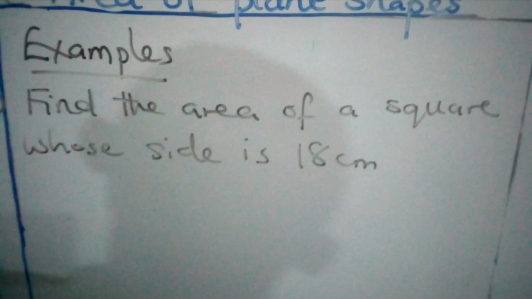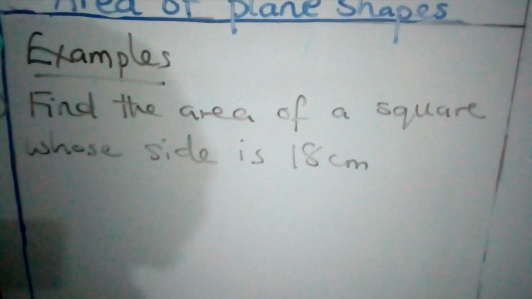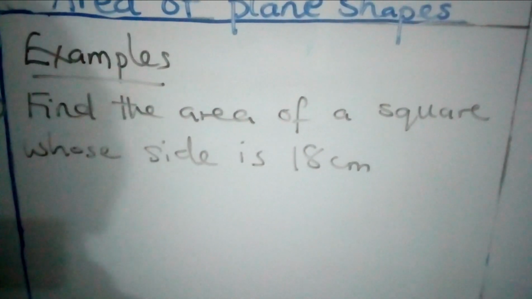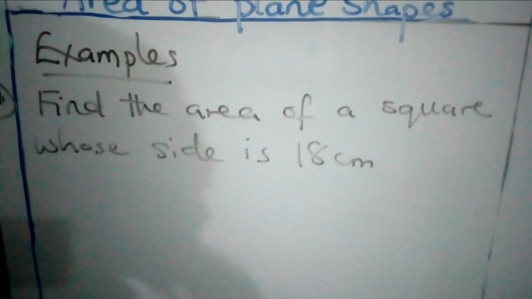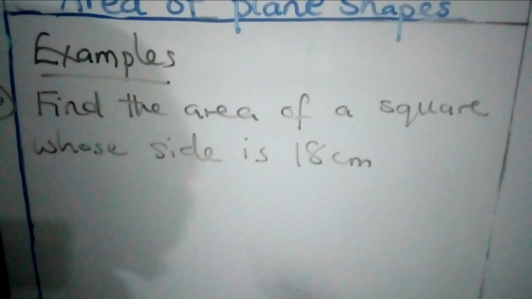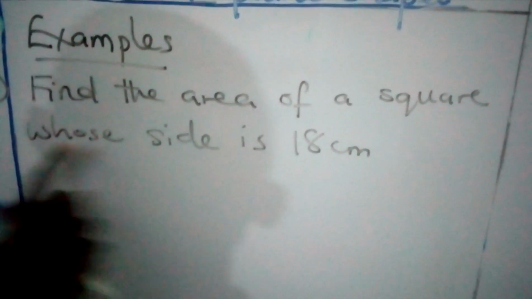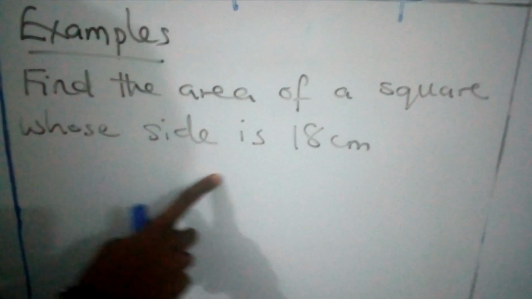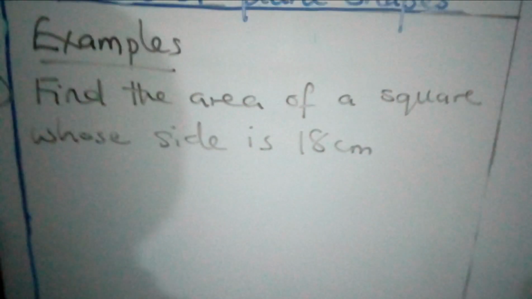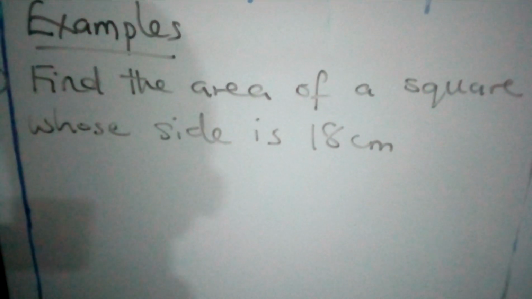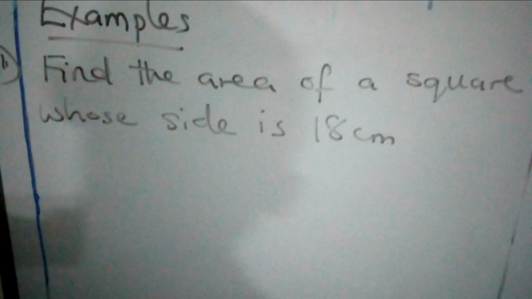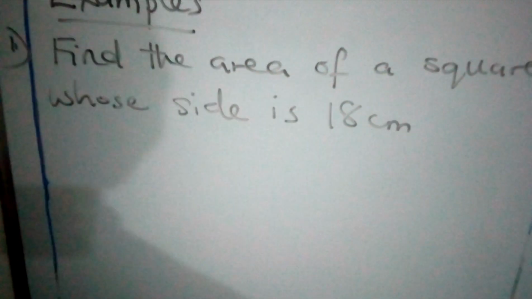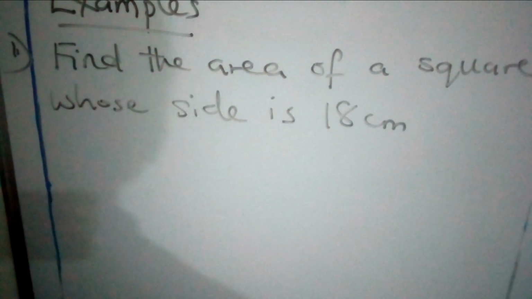Of course, you know what a square is. We have treated plane shapes and their properties. Okay, the square is a four-sided shape with 4 sides equal and 4 angles equal. So the word side here means the length, another name for length of a square. So we have to find the area of a square whose length is 18 centimeters. Now, from the table I gave to you, what's the formula for area of a square?